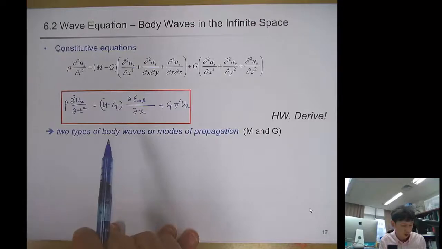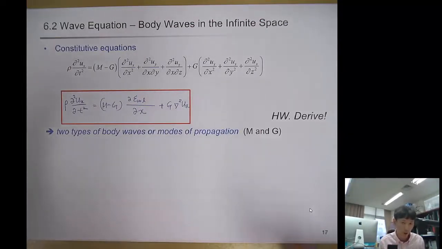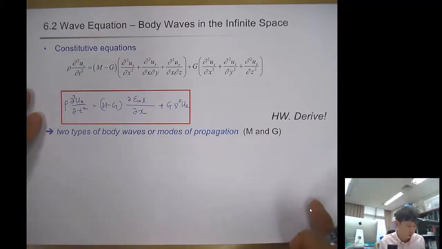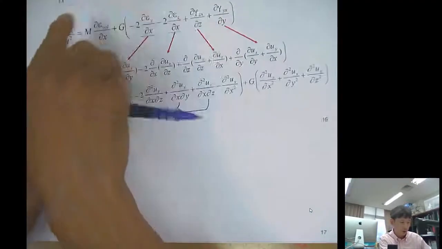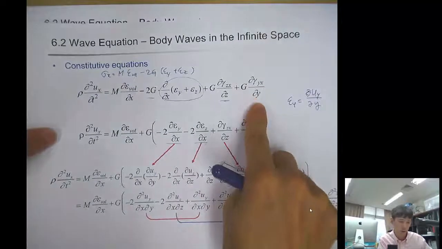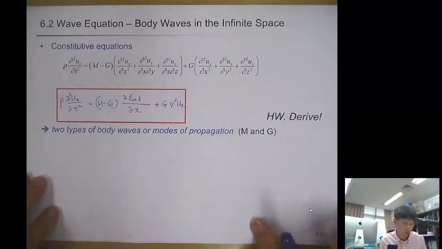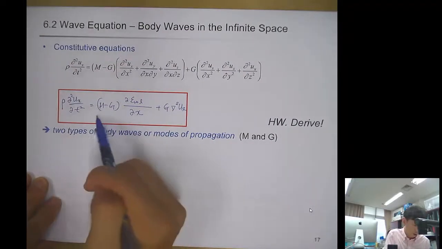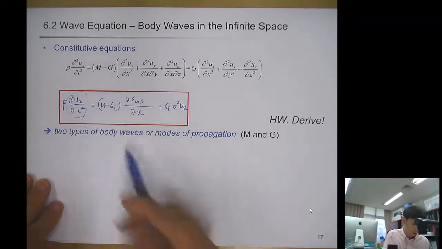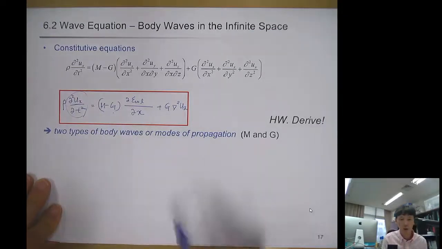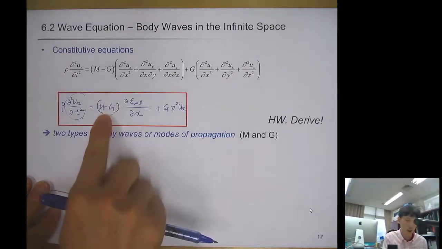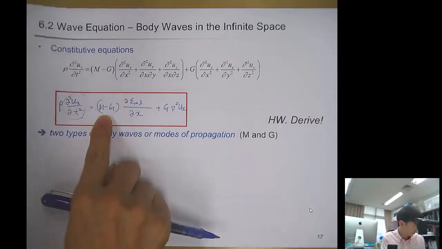This wave equation is for an infinite medium and body waves, and linear elastic isotropic material. So please derive these equations from the very beginning of the constitutive equation using the force equilibrium and the compatibility equations. And you can see that the wave velocity or the wave propagation and acceleration here is based on the M and G. So there are two modes. One is governed by the shear modulus, and another one is governed by the M constraint modulus.